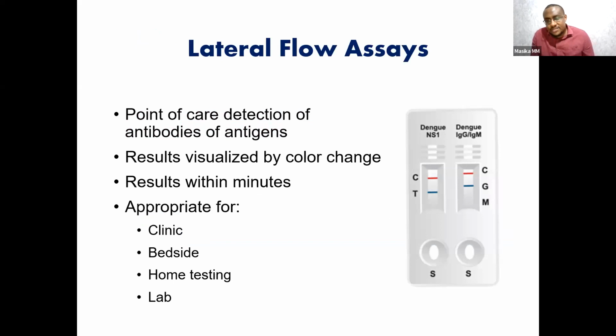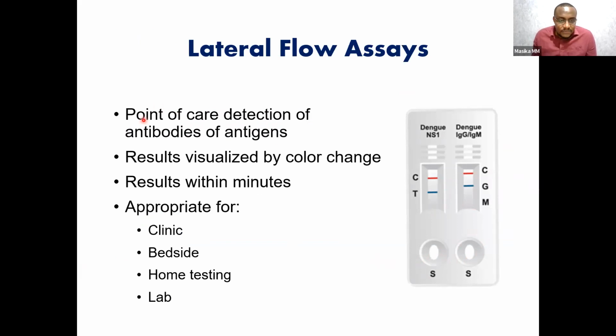A lateral flow assay, what we know best, like when you go for HIV testing and do a finger prick, put a drop of your blood into a cassette like this, and then after a few minutes, ranging from 5 to 15 minutes, you get results. That's a lateral flow assay. It is also called a rapid detection test. A lot of you have also used them for pregnancy detection and many other things.